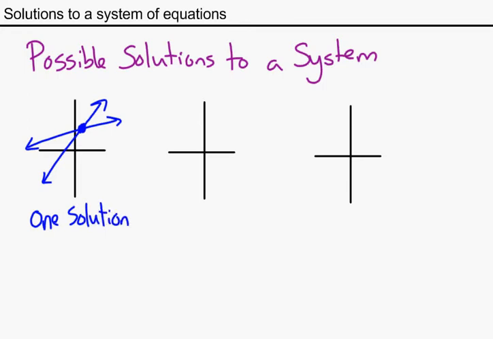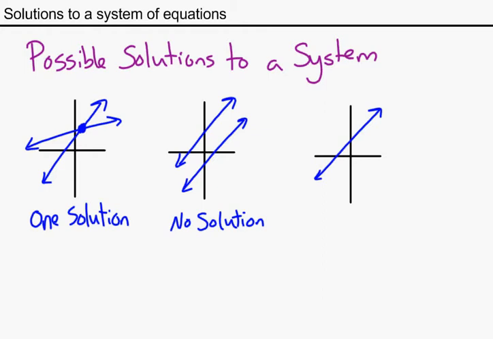It's also possible that we could have a set of parallel lines, which are not going to intersect at any points, which would give us no solution to our system of equations. The final option is we could have the exact same line with each of our equations, which means that these two lines hit at every single point, which gives us an infinite number of solutions.